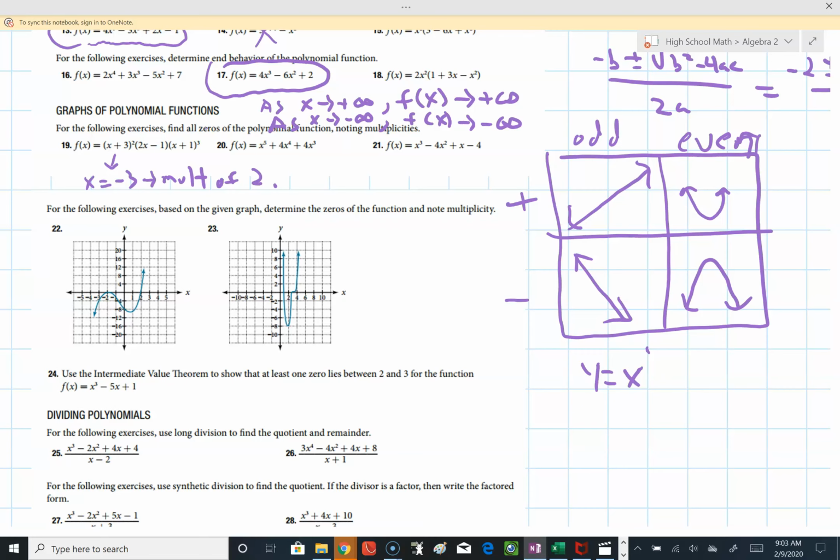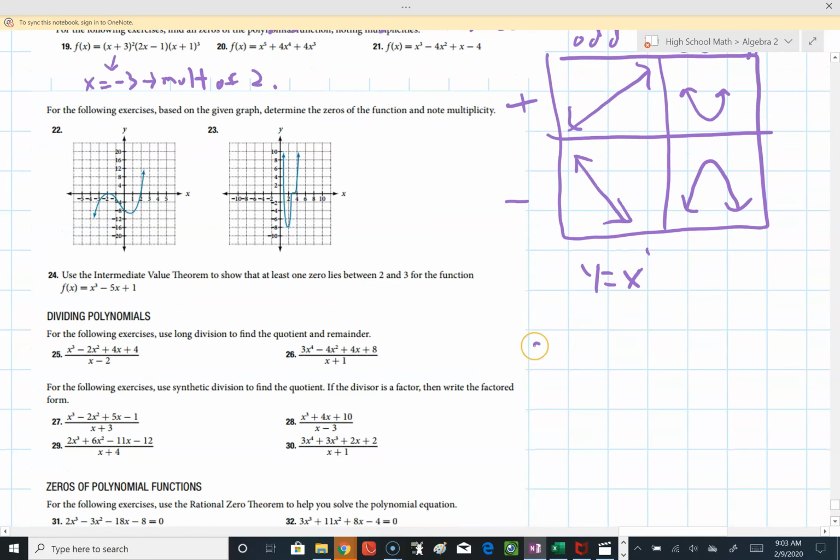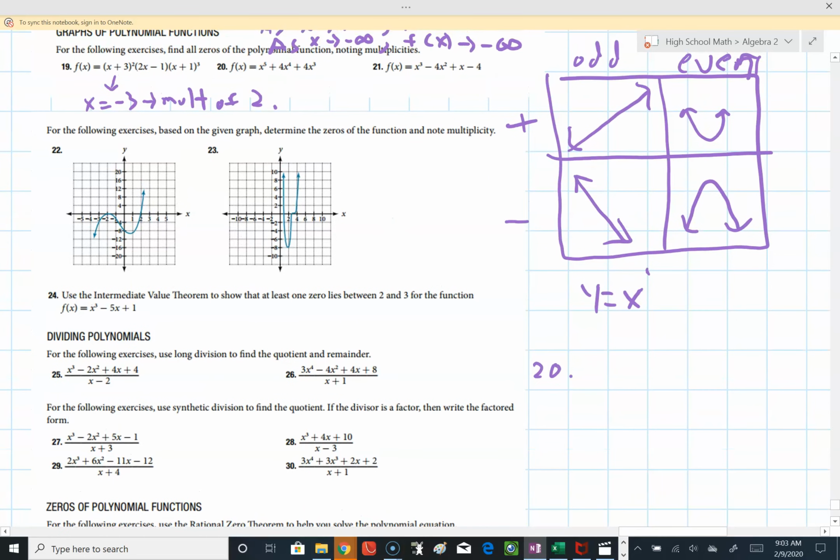Let's do number 20 here. Number 20 states f of x is equal to x to the 5th plus 4x to the 4th plus 4x cubed. I'm going to try to factor this. When factoring, look for the GCF first. Since they all have an x, I can factor out some x. How much? The least power. In this case, x cubed is a factor of everybody. Dividing out x cubed leaves x squared plus 4x plus 4.